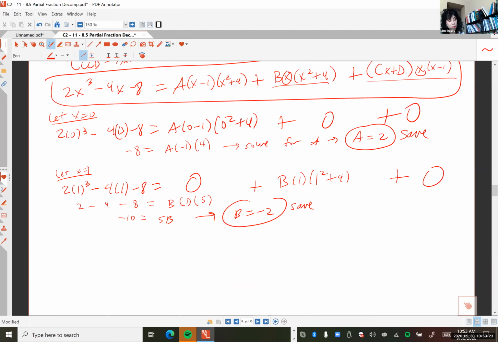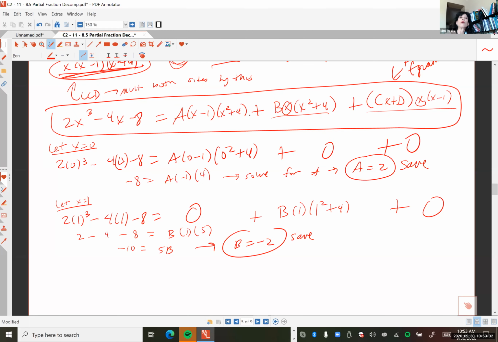Now what? Well, I'm out of ideas. I don't have any values of x that I could substitute now that will kill off any of the terms. So this is the part where you have to be good at algebra. We do know what A and B are, but we need to get C and D. Those are 2 unknowns we still have to pick up, and you don't guess. You got to get it analytically.